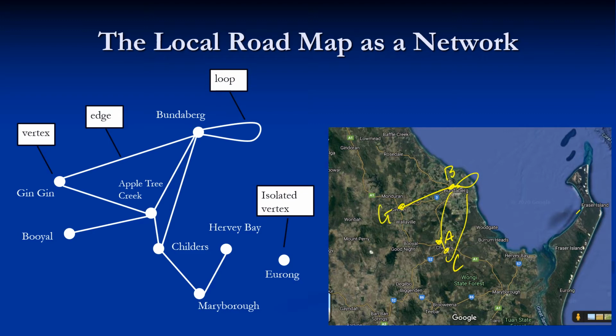Gin Gin's there. Where else? We can go out to somewhere like Goodnight Scrub or Boyne. Could go out to Biggenden and Mount Walsh as well. Let's just throw in Maryborough and Hervey Bay as well, and let's talk about Urangan. That's an isolated vertex.